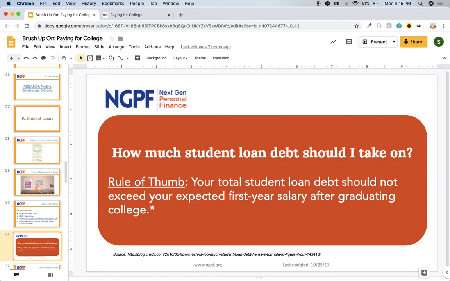A lot of students will ask, how much student loan debt should I take on? Like, what is a good number? And a good rule of thumb that we've come across in a lot of different resources is that your total student loan debt should not exceed your expected first-year salary after graduating college. And this is something that a lot of experts say. It's not the only rule of thumb, but it's one of the most popular ones that we've seen.